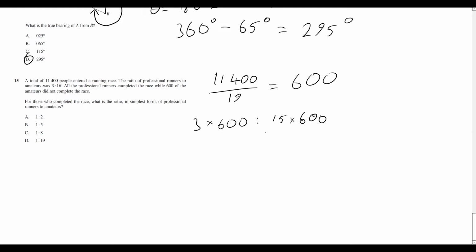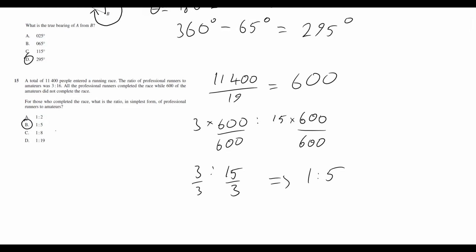And then if I want to simplify these ratios, they're both divisible by 600, so I'm going to take that out. What we're left with is 3 to 15, and again, that can be divided through by 3, and that will give us a final ratio of 1 to 5, and that will give us option B. And that concludes the multiple choice section for this paper. On to the next section.